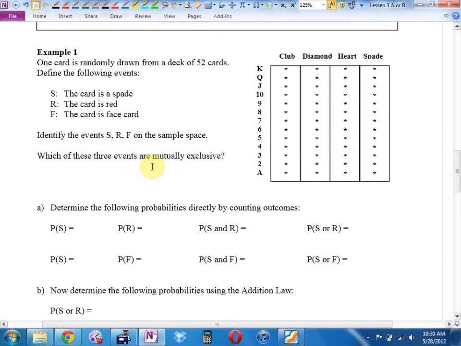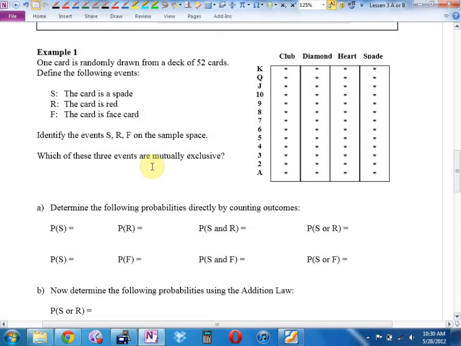Here's our deck of cards. This is our Venn diagram. One card is randomly drawn from a deck of cards. We're going to define the following events. The event S, the card is a spade. The event R, the card is red. The event F, the card is a face card. It says identify the events S, R, and F on the sample space.